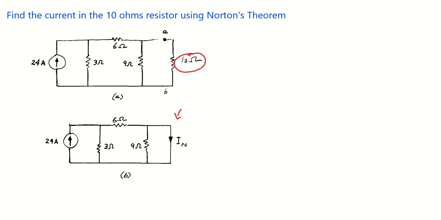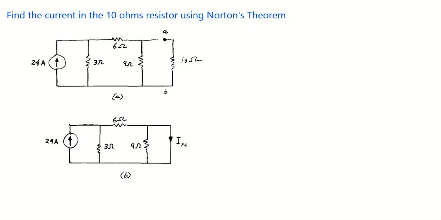So our main goal here will be to find the short circuit current, which is Norton's current, and then from there we find Norton's resistance, then we draw Norton's equivalent circuit to find the current flowing through the 10 ohms resistor. So let's look at how you are going to solve this question.